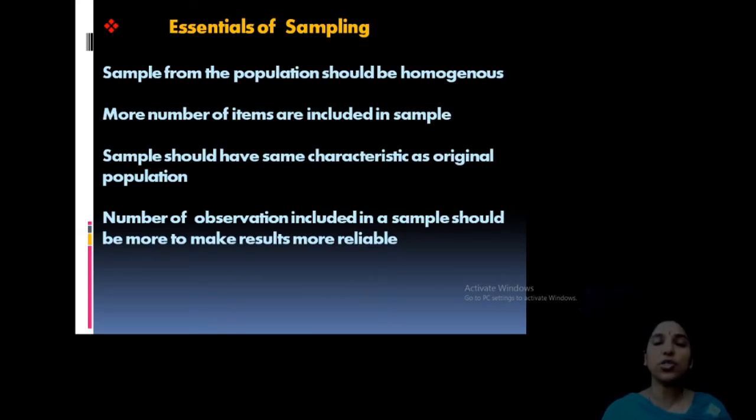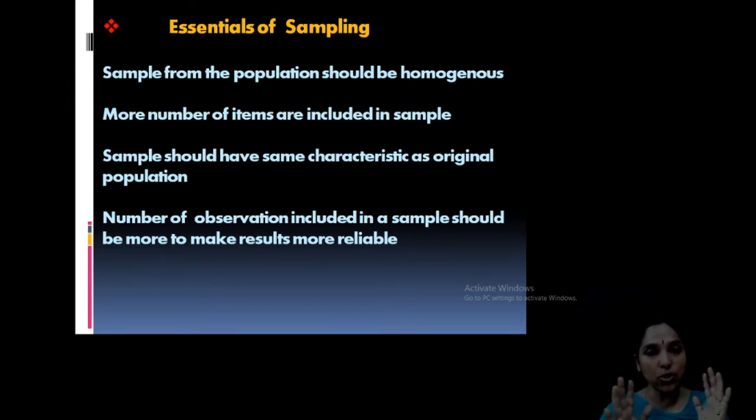Before going into detail about the sampling methods, you should know the essentials that a sample needs. A sample from the population should be homogeneous, meaning uniform. More items should be included in the sample. For example, if 1,000 people are there and you take 2 or 3 individuals for study, that's wrong. The number of items should be more in the sample.